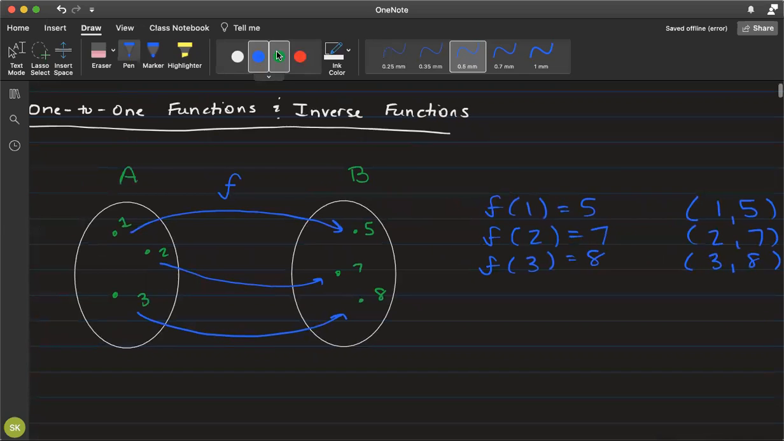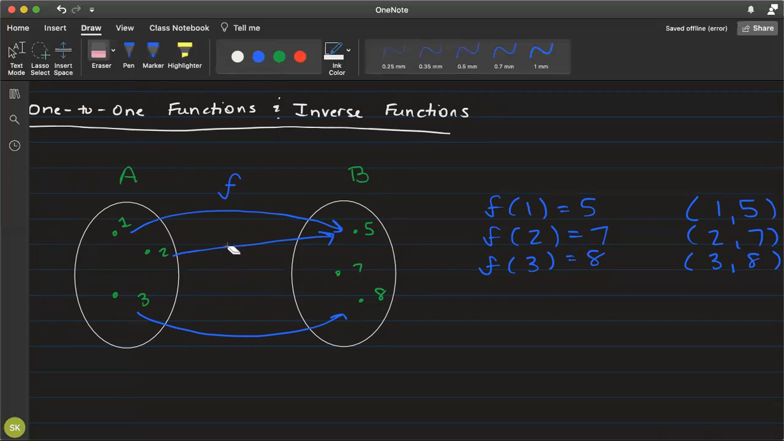Now something we can't do for a function is send an element in A, like the number 1, to more than one element. So we can't send this number 1 to 5 and 7. Every element in set A is only mapped to one element in set B. So that wouldn't be a function if 1 was sent to 5 and 7. But we could send 2 to the number 5. That would be a function. Every element in A is being sent to exactly one element in B, but we can repeat elements in set B. So 1 can go to 5 and 2 can go to 5.